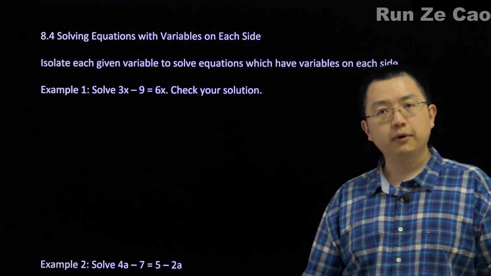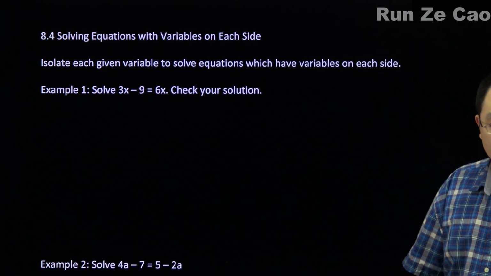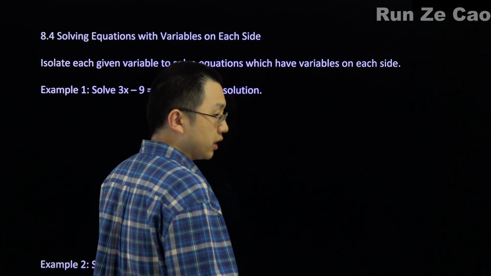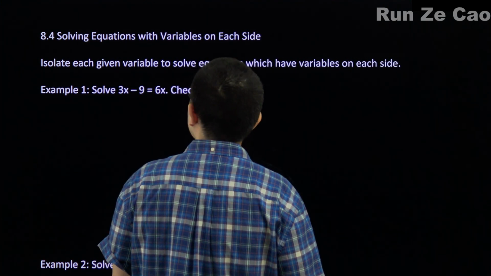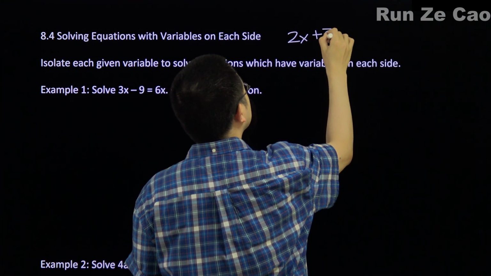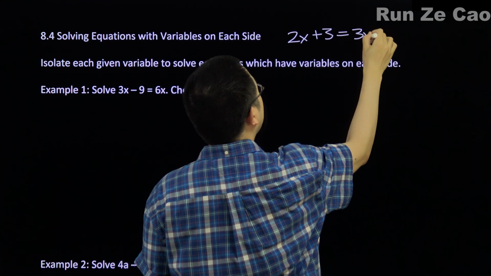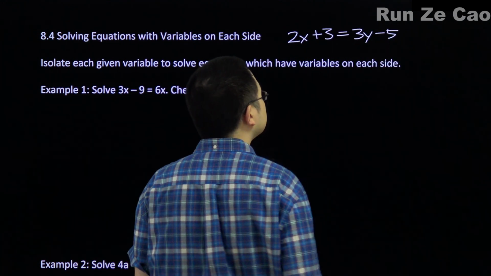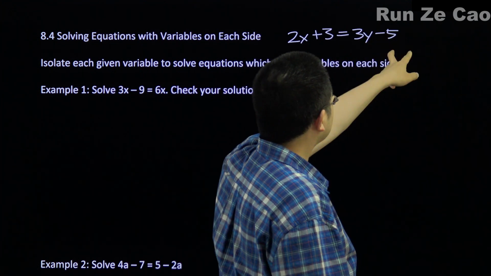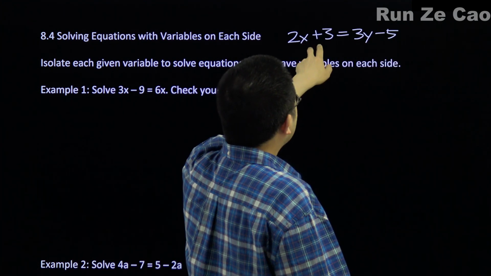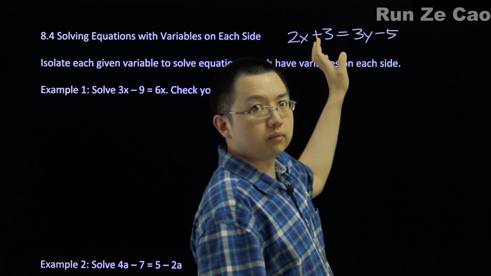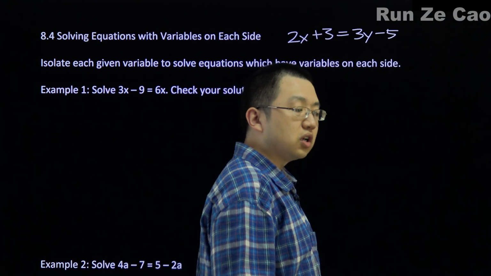If you have variables on both sides, you have to isolate each given variable to solve the equation. Why did I say each given variable? Well, what happens if you have, say, 2x plus 3 is equal to 3y minus 5? Well, first you isolate the 2x, you move the negative 3 over, and then you find x is equal to some function of y.